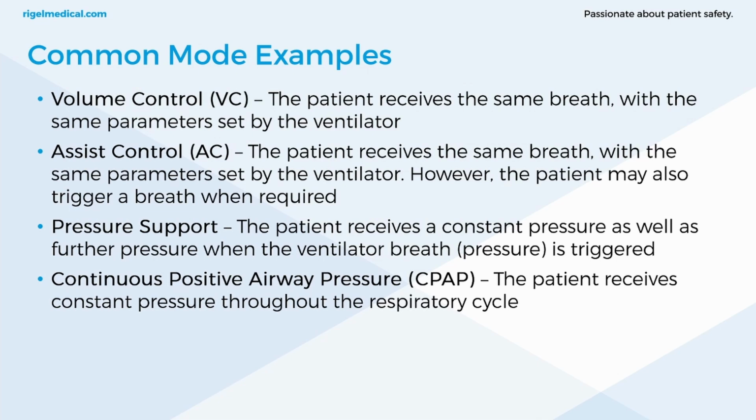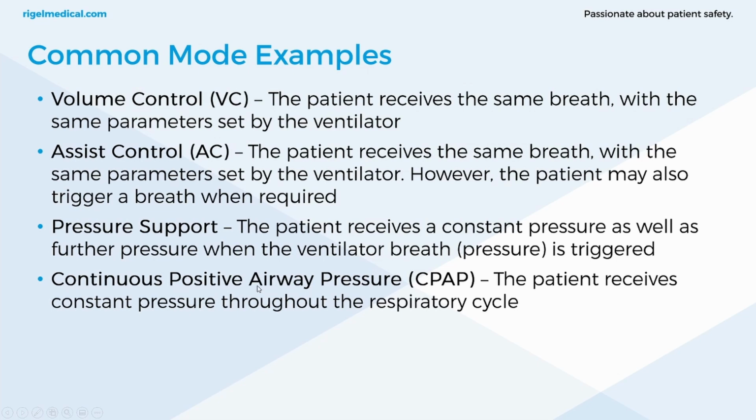And here's some of the common mode examples. Volume control: the patient receives the same breath with the same parameters set by the ventilator. Assist control: the patient receives the same breath with the same parameters set by the ventilator. However, the patient may also trigger a breath when required. Then we've got pressure support. This is another type of assisted breath. The patient receives a constant pressure as well as a further pressure when the ventilator breath pressure is triggered.